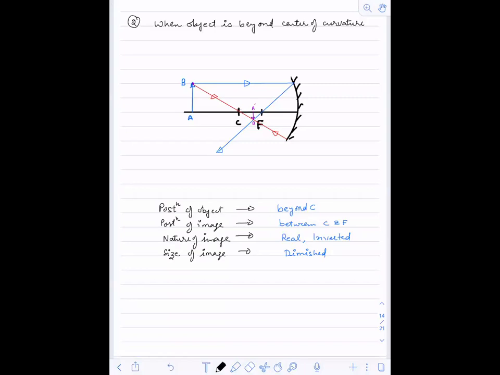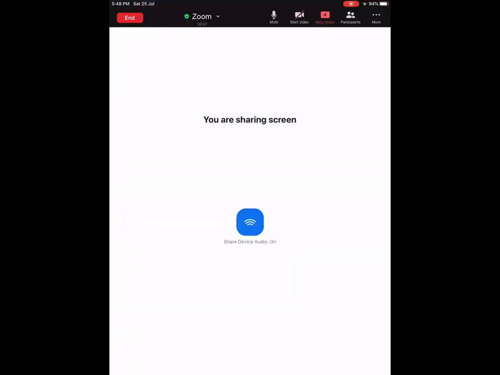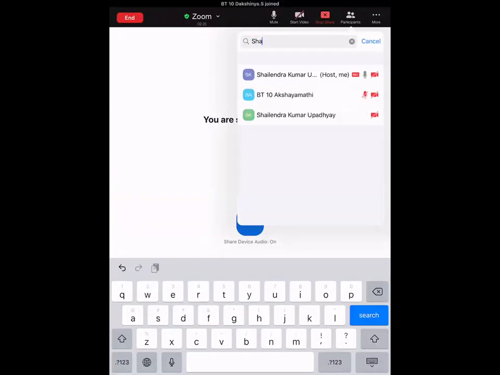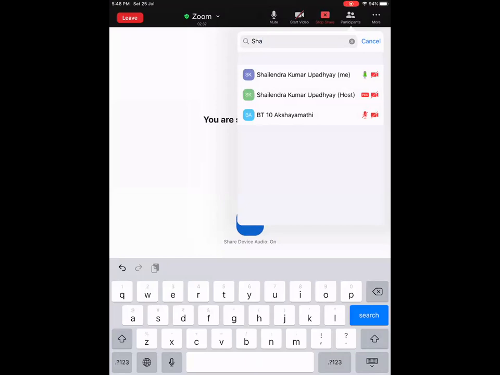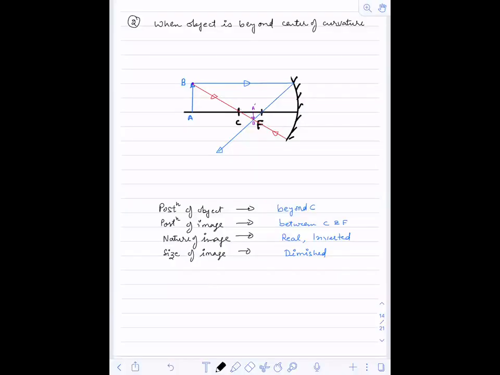If anybody is having any doubt, you can message now itself so that we can clear it and move on. If anybody is having any kind of doubt up to here on the image formation using concave mirror, you can message me in the chat. So nobody is having any doubt, so I can start then. Fine. Okay, fine.